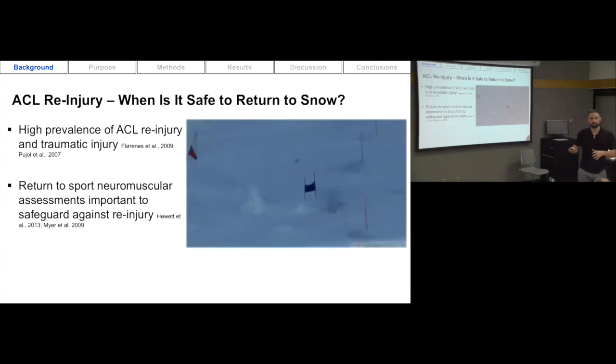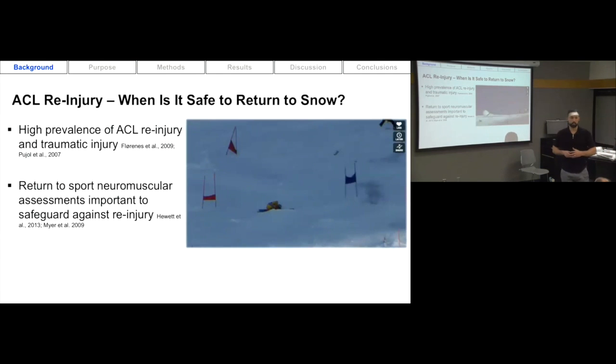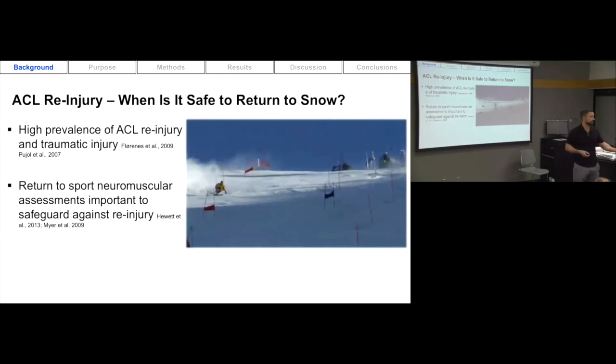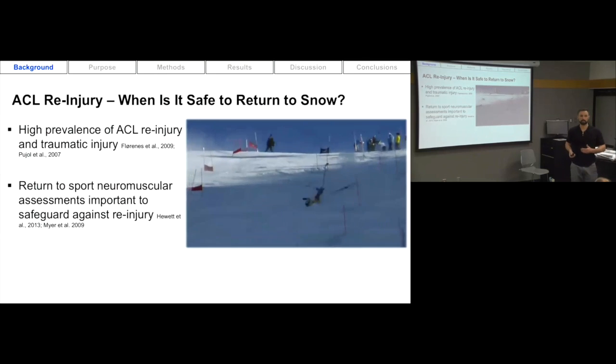Ski racers who have ACL reconstruction, they estimate about 50% will have a re-injury. So what this highlights is the importance for return to sport screening, neuromuscular assessments to be able to evaluate these athletes to make sure that they're fit to get back to this high-risk sport.